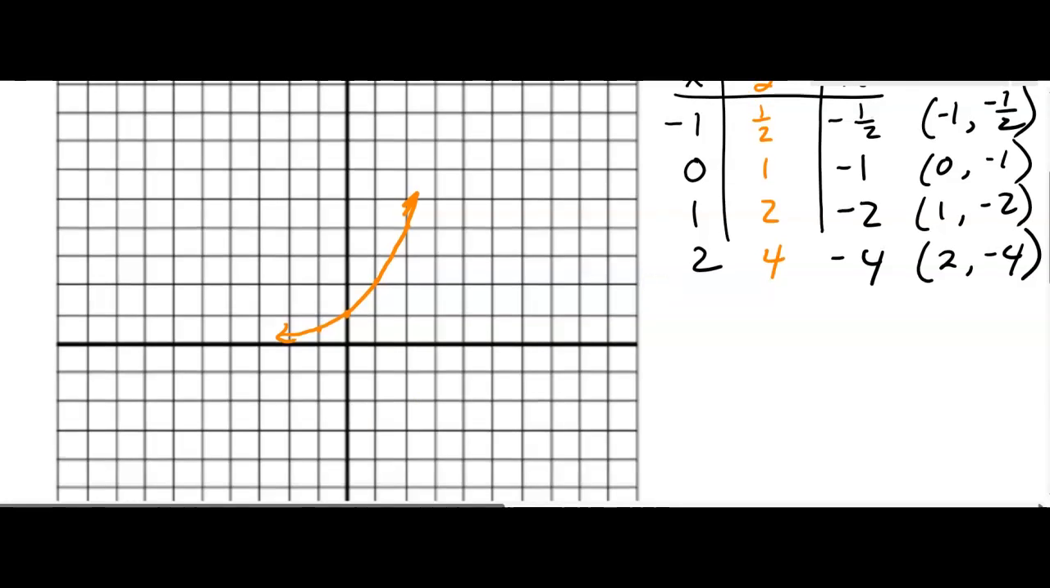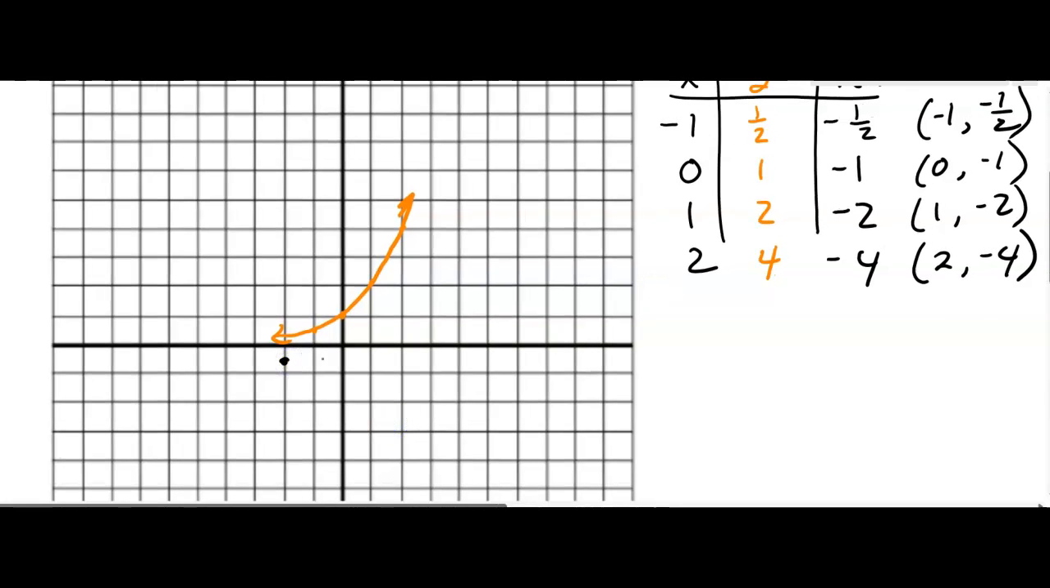Negative 1, negative 1/2 is going to be down here. Whoops, not there. I'll have to erase that point. Okay. And then we had 0, negative 1, and 1, negative 2, and 2, negative 4. So now it has reflected about the x-axis.